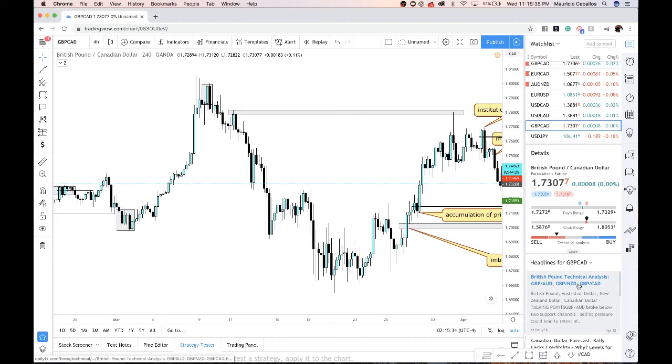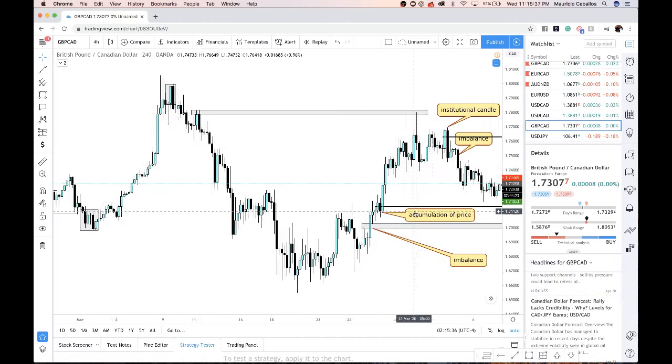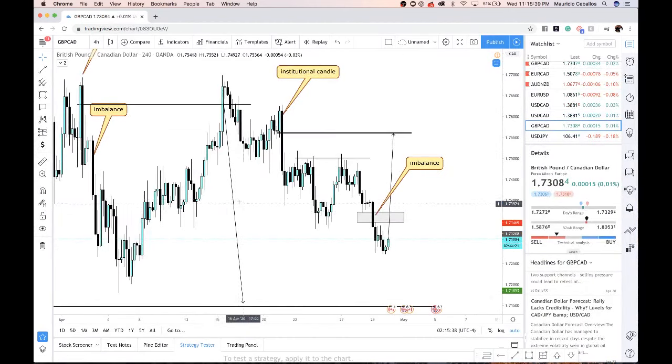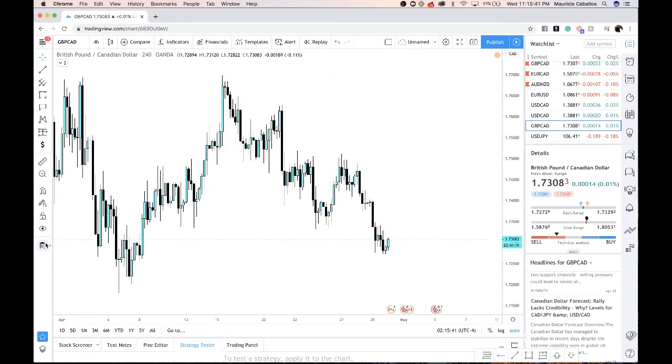Great. Okay, awesome. All right, so let me go ahead and talk about GBP CAD. I'm going to break down why I decided to enter what I entered. So once you go to this whole, you have institutional counters, accumulation zones, you have imbalance zones, and then you have expansion moves.